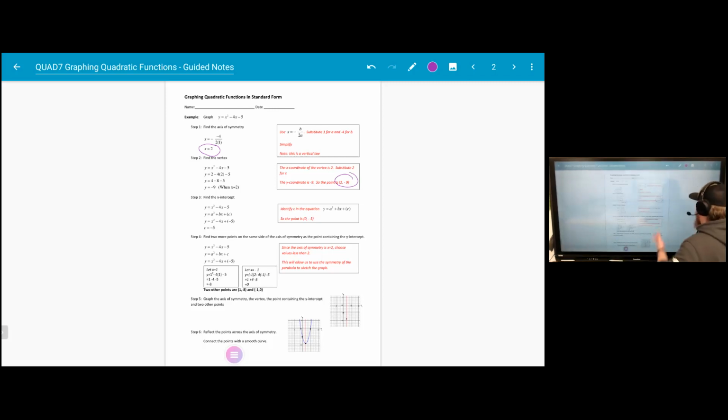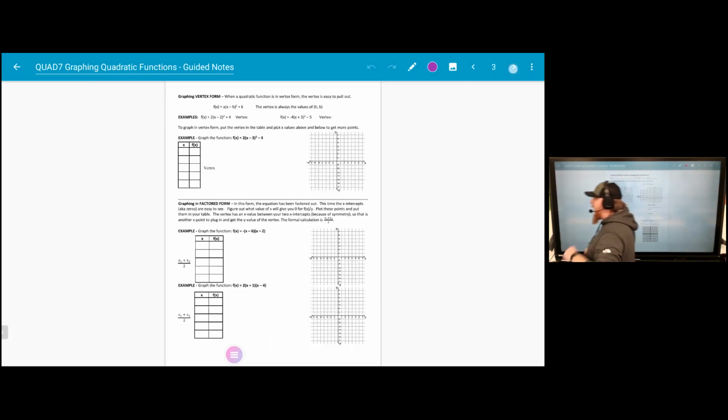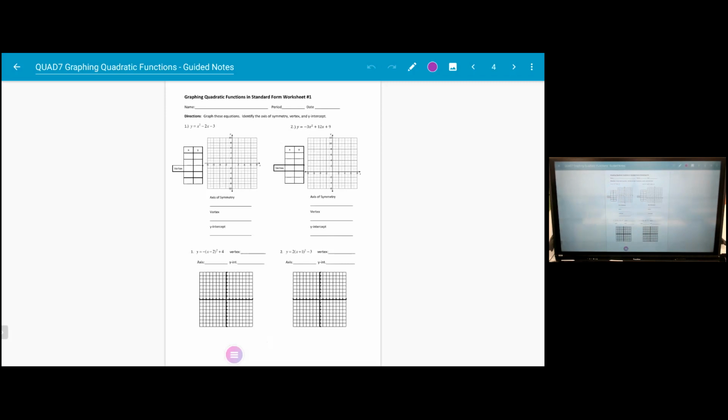Now let's do an actual extra example here. That's not gonna be on page 3, that's gonna be on page 4. Look at number 1. It says y equals x squared minus 2x minus 3.